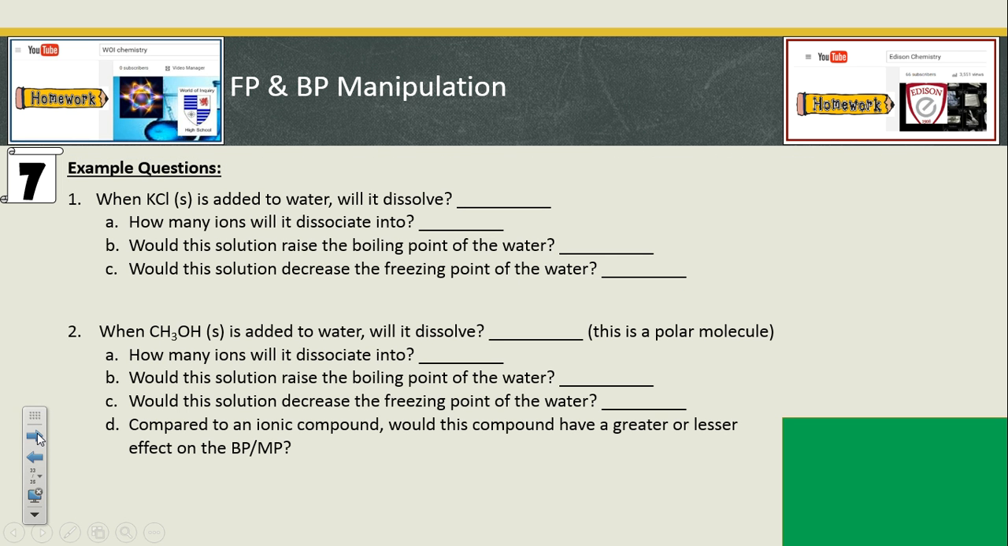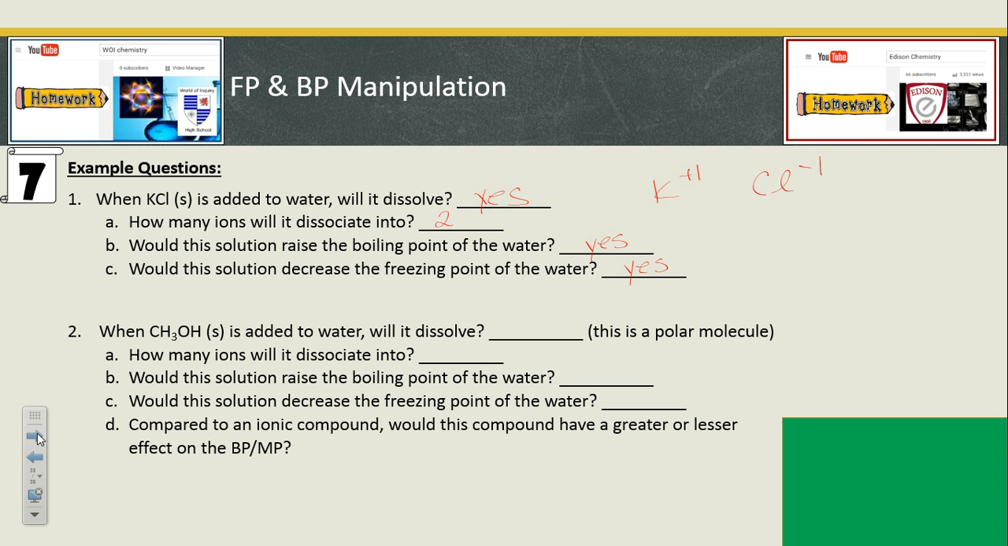So when KCl is added to water, will it dissolve? Yes, it is soluble. How many ions will it dissociate into? I think it's 2, K+ and Cl-. Would this solution raise the boiling point of water? Yes, it would. Would the solution decrease the freezing point of water? Yes, it would.